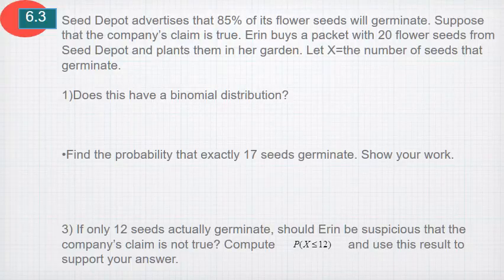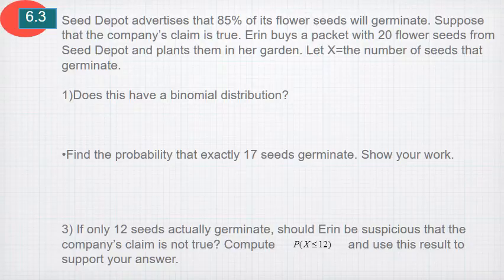All right, so let's do an example. The Seed Depot advertises that 85% of its flower seeds will germinate. Suppose that the company's claim is true. Erin buys a packet with 20 flower seeds from Seed Depot and plants them in her garden. So we're going to let X equal the number of seeds that germinate, as in turn into plants, just in case you forgot what germinate means.